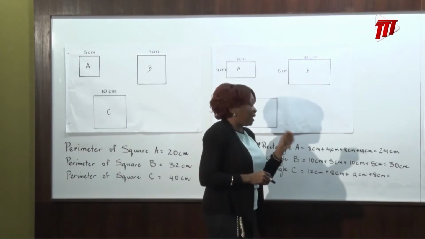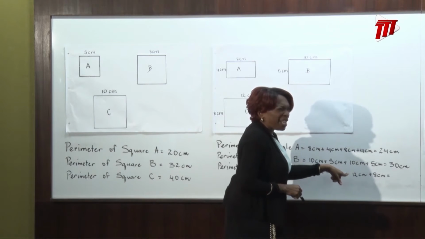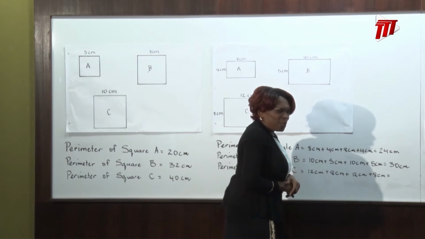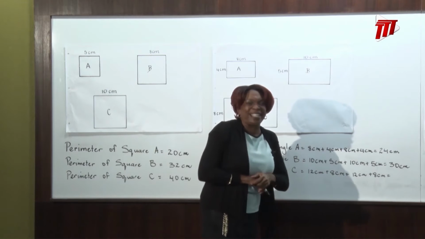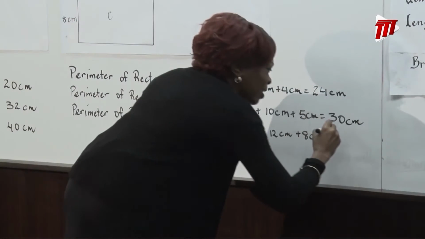12 centimeters add 8 centimeters will give us 20 centimeters. 20 add 12, do that mentally. 32 centimeters. 32 centimeters add 8 centimeters. You've got it. 40 centimeters. Well done, children.